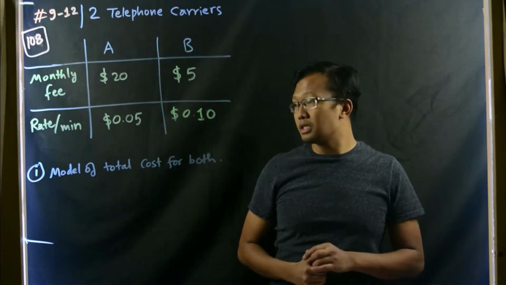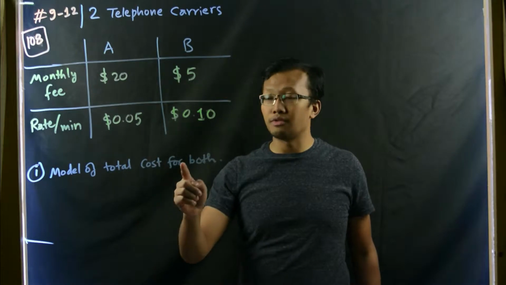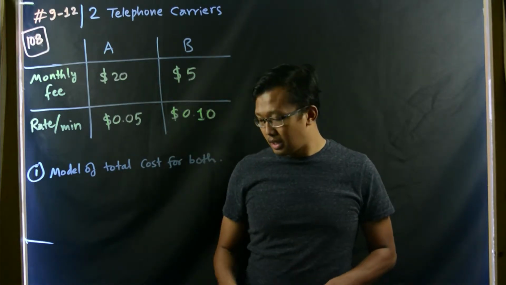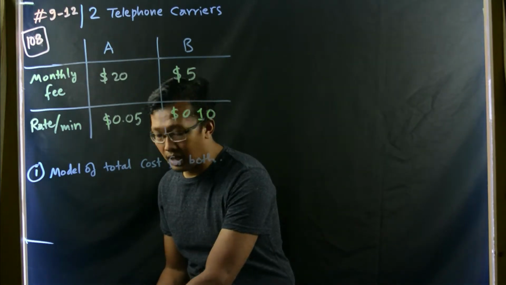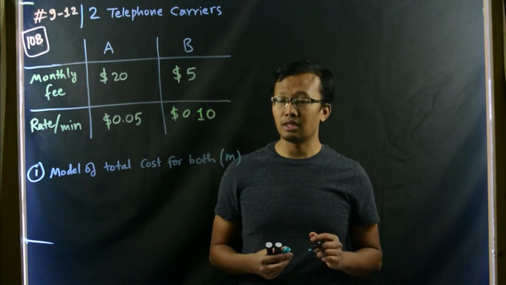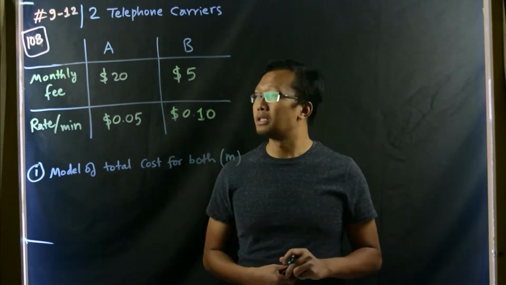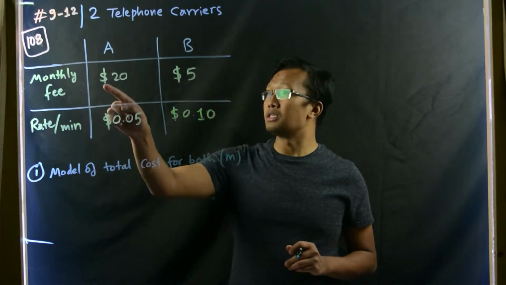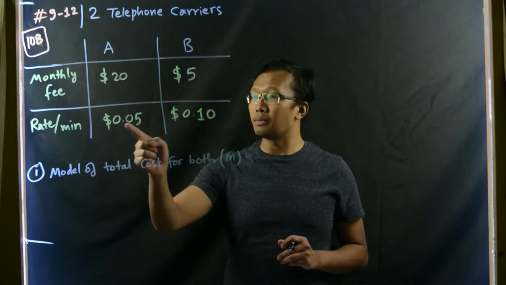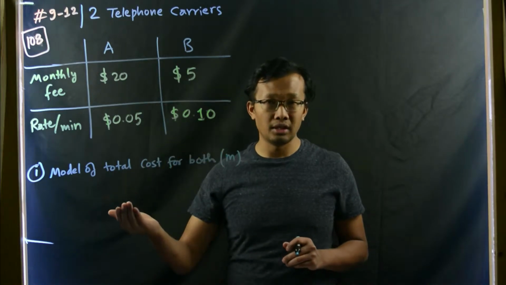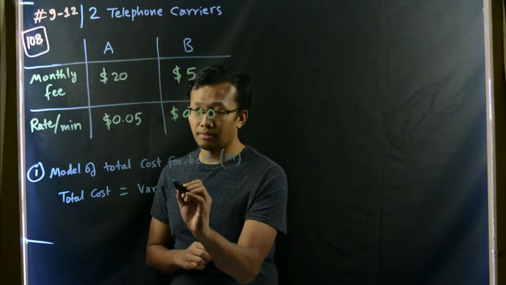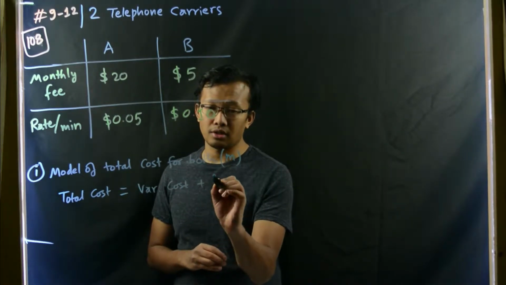So the first question is, model the total cost for both companies for a person, and it asks us to suppose M is the variable for the minutes for a month. The monthly fee is a fixed fee for each individual, and rate per minute is a variable fee. Total cost would be variable cost plus fixed cost.